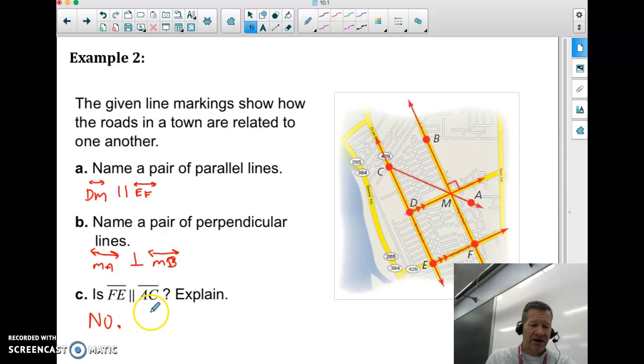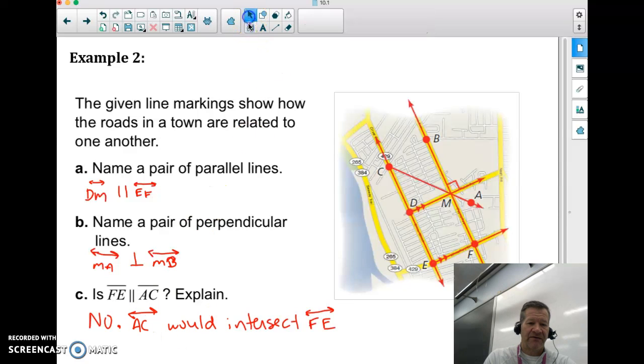All right, and explain. A number of explanations you could give, but clearly AC would intersect EF at some point. And if they would intersect at some point, then we know they're not parallel. And that is it for example 2.